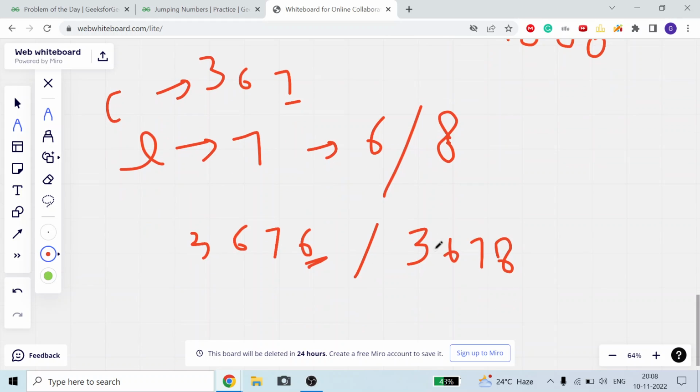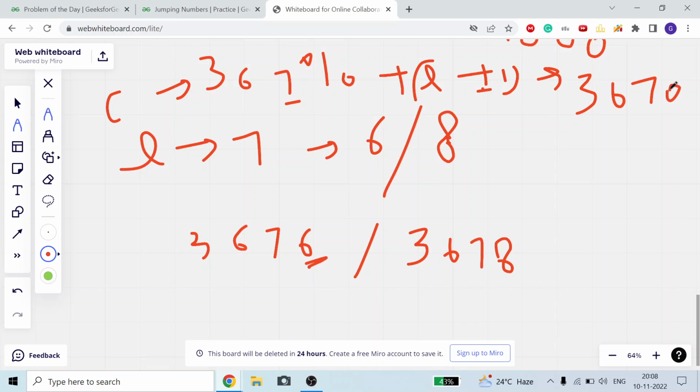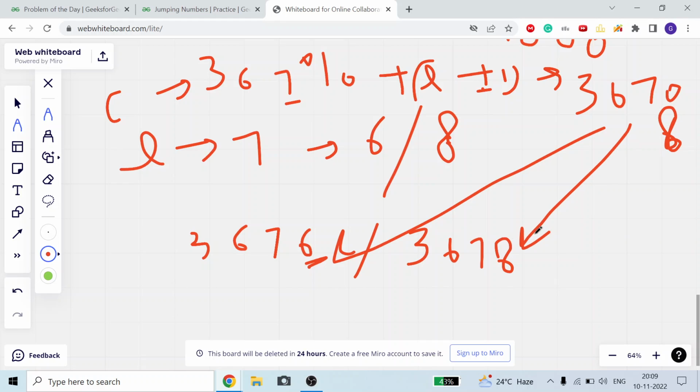So I will make the current number into current times 10 plus or minus 1 from the last digit. 367 times 10 gives me 3670. Once I add 7 minus 1, that is 6, it gives me this number. Once I add 8, it gives me this number. So these two numbers I get: 3676 and 3678.